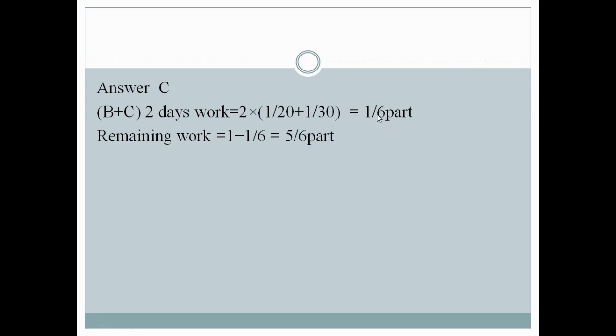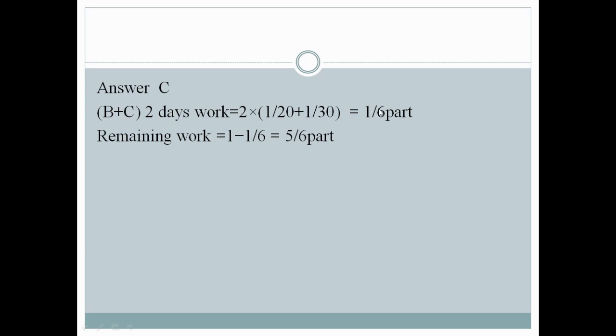That is, out of 6 parts, 1 part of the work is completed in 2 days working together by B and C. So what is the remaining work? As we know that the total work is 1, so the remaining work is 1 minus 1 by 6. Always we are taking the total work as 1. So 1 by 6 part is done, which means 1 minus 1 by 6, the remaining part is 5 by 6.